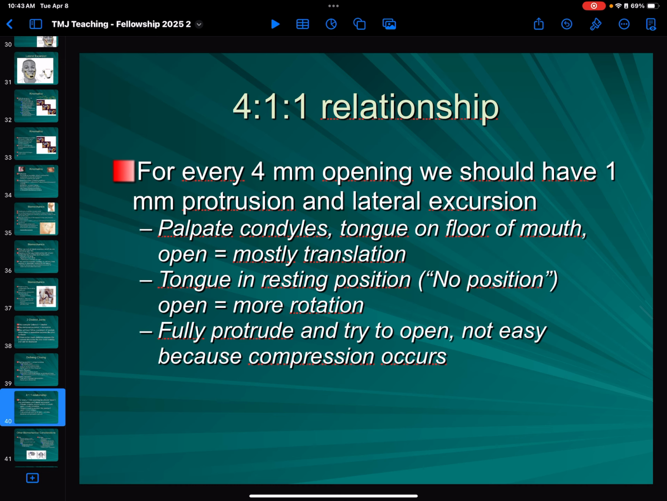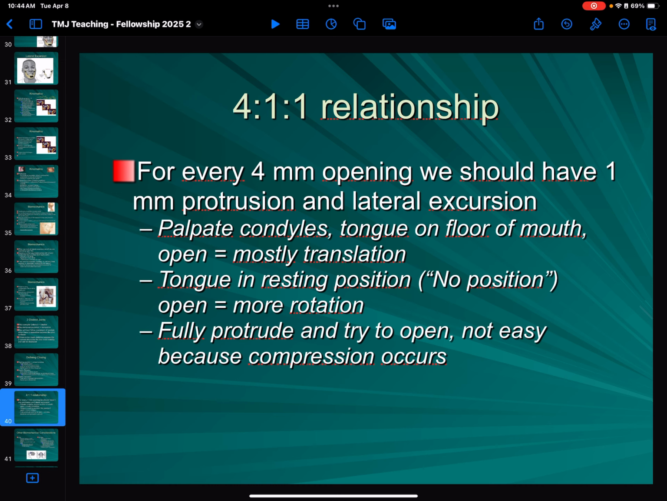So would I expect them to have 10 millimeters of lateral excursion both sides, or around 6 or 7? You see where I'm coming from? So that's that 4. Or somebody who has 50 millimeters of opening, then you would expect them to have more protrusion and more lateral excursion bilaterally. And if they don't, then that could be a sign of dysfunction for them as an individual.